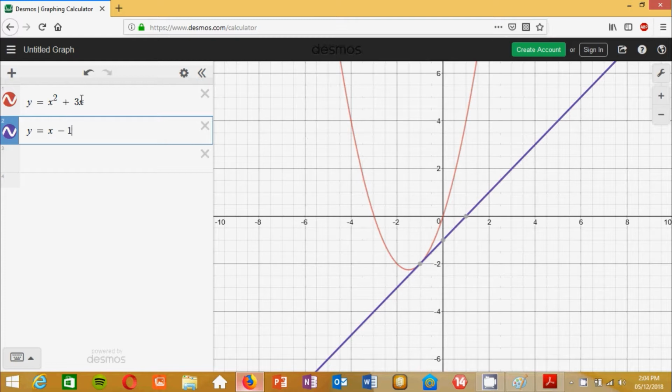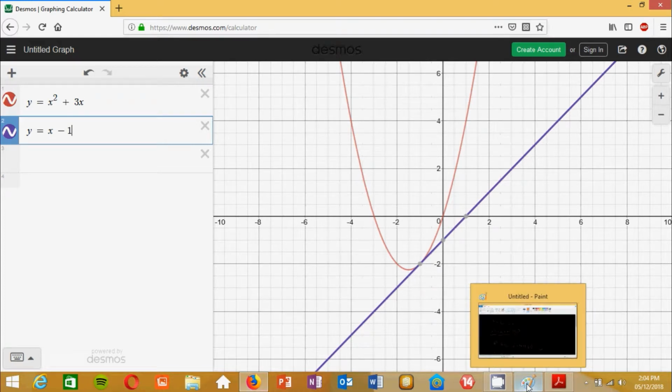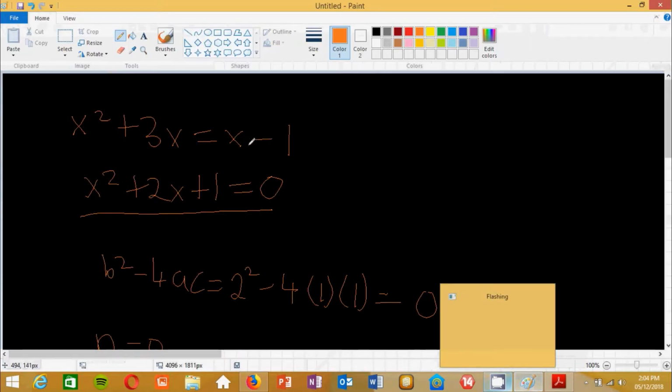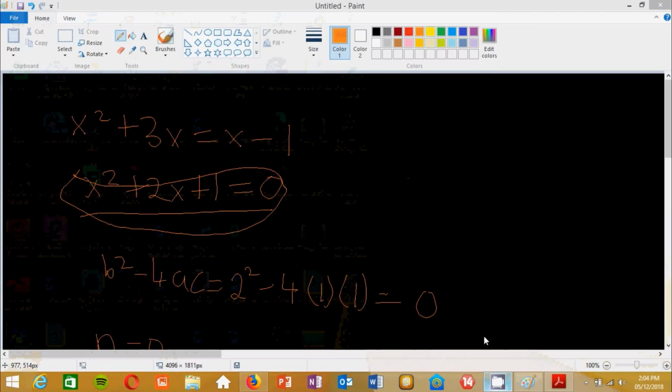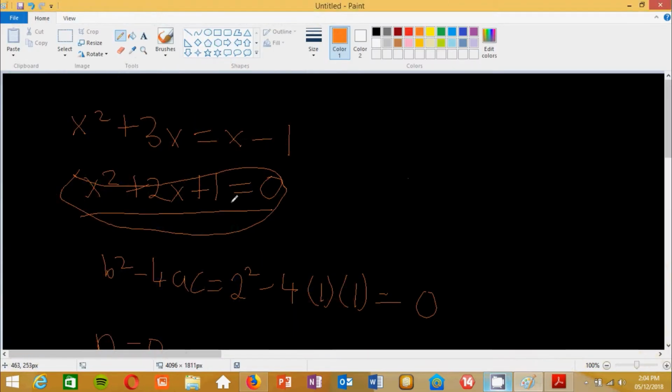We equate the two equations. x squared plus 3x is equal to x minus 1. And the resulting quadratic equation that we have is going to give us the solution to those points. This equation here is actually going to tell us where those two graphs meet.